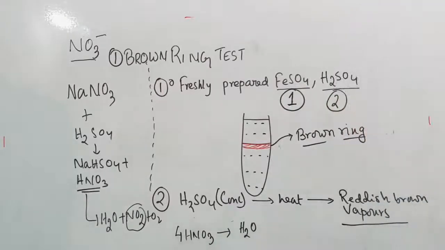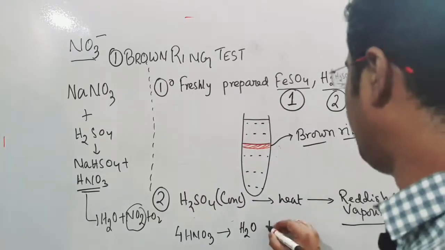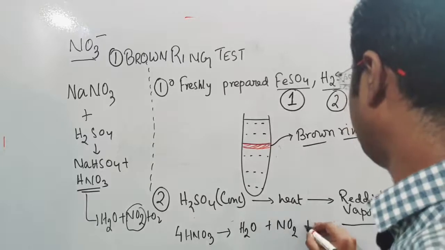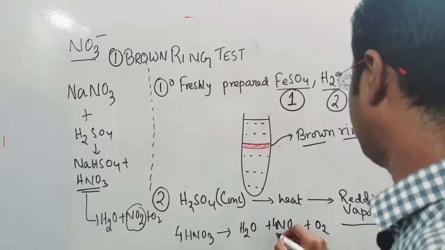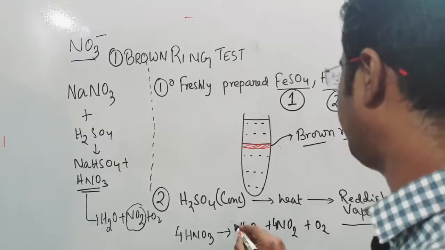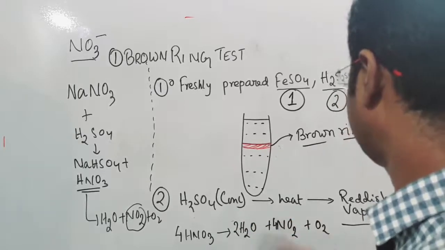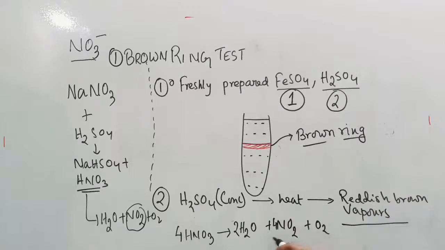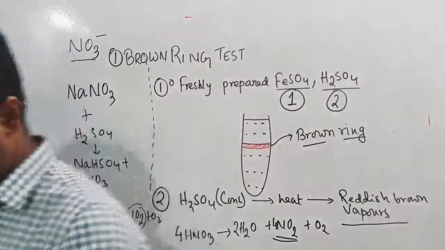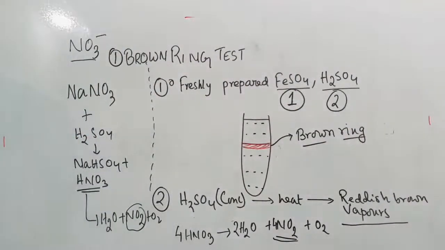Is it visible? Yeah, H2O plus NO2 plus O2. 4 NO2, here I will have to make 2 H2O. So, done. Okay, so as you can see, this will give you the reddish brown vapors. Clear? So, this is also an important anion that you need to finish, right?